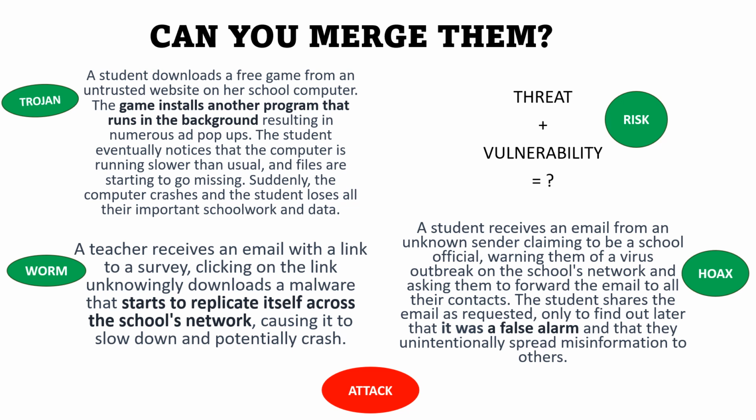A teacher receives an email with a link to a survey. Clicking on the link unknowingly downloads a malware that starts to replicate itself across the school network, causing it to slow down and potentially crash. This is an example of what we call a worm. Just like the Morris worm of 1980, this was able to replicate itself across the school network without attaching itself to any program, any file, or any system.